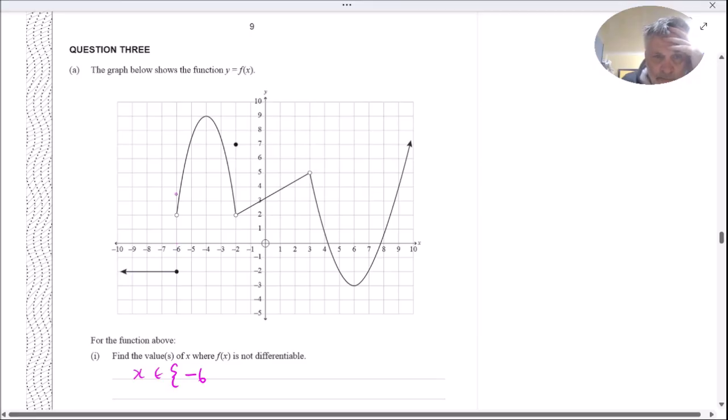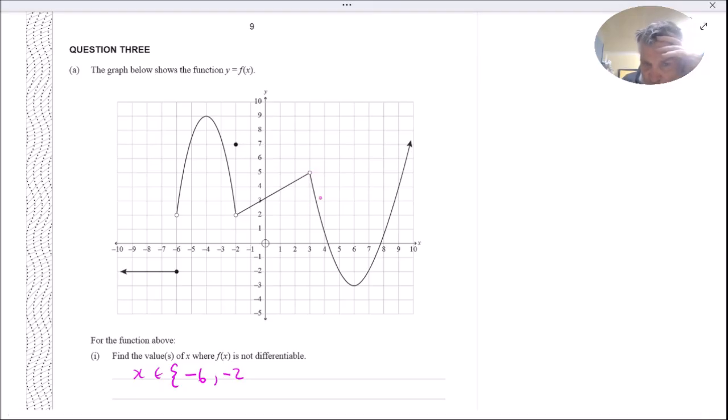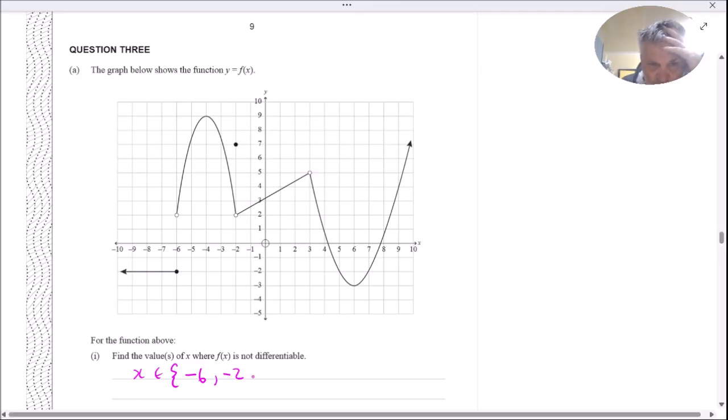-6. We've got a hole here and a point up here, so it's -2. You can't differentiate it. Here you can't differentiate it, got a hole, but even if it wasn't a hole, it would be a sharp corner, which is not differentiable. And I think that's the only 3 values.